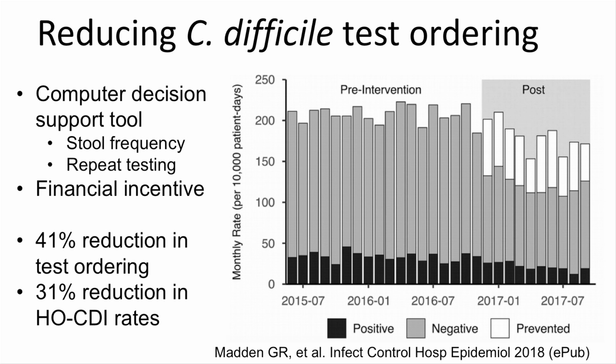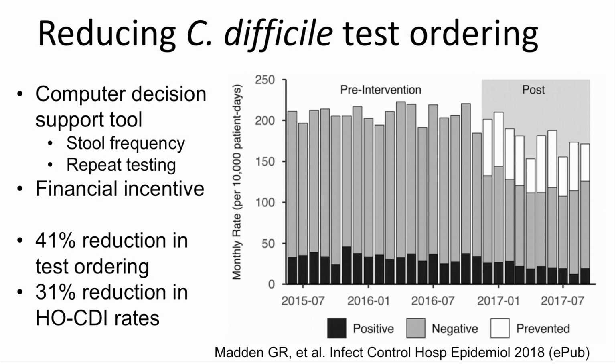So quite a few. This was one of them that was done at the University of Virginia, where they used a computer decision support tool focused on stool frequency, requiring really that there be at least 3 loose stools per day before a C. diff test was ordered, limiting repeat testing. Some of these interventions also include limiting testing in patients who've received laxatives in the prior 24 to 48 hours.